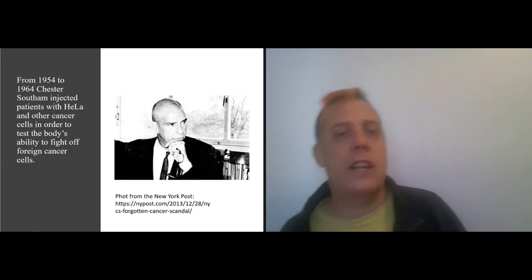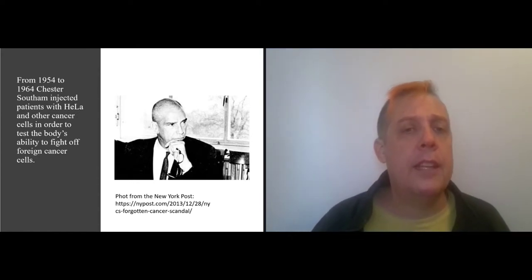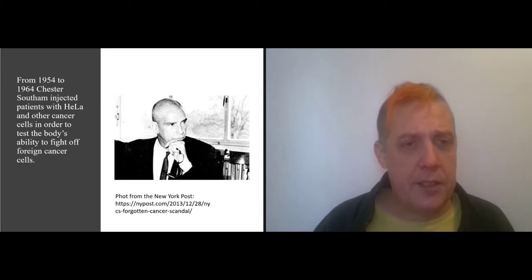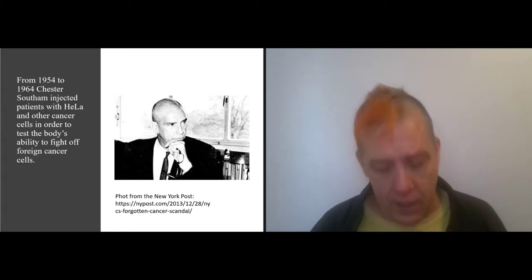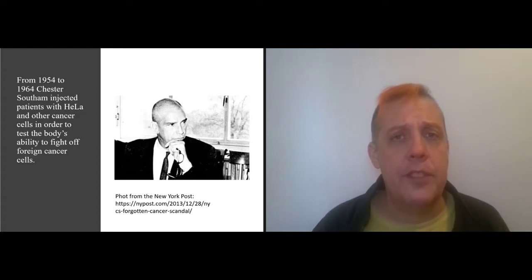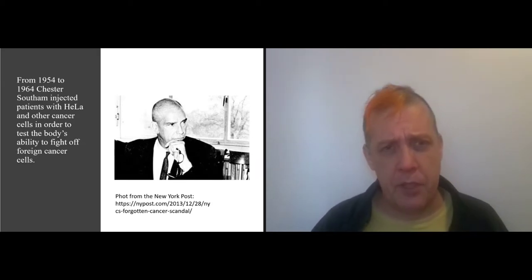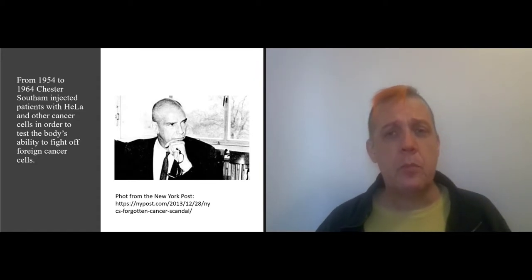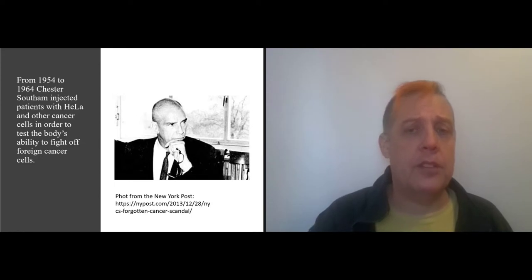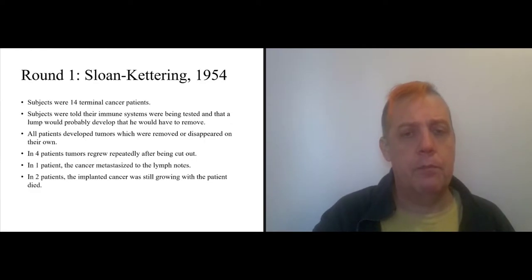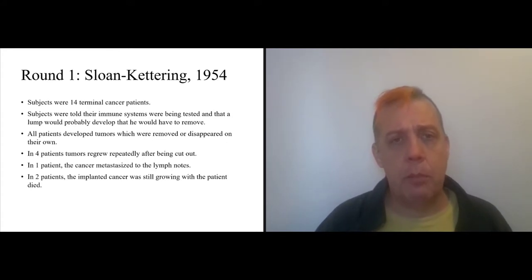So from 1954 to 1964, Southam injected patients with HeLa and other cancer cells to test the body's ability to fight off foreign cancer cells. It's worth noting that Skloot emphasizes this as part of the story of HeLa, right? One of the crazy adventures of the tumor taken from Henrietta Lacks was used in these experiments. But actually, Southam used cancer cells from a bunch of different sources. Okay. So we can break up Southam's experiments into 3 rounds, roughly. First round was 14 terminal patients at Sloan Kettering in 1954.